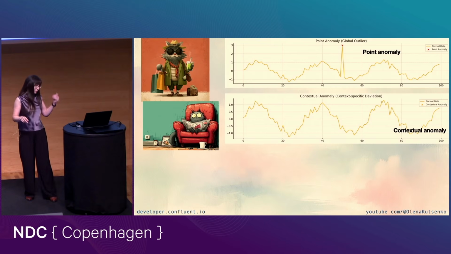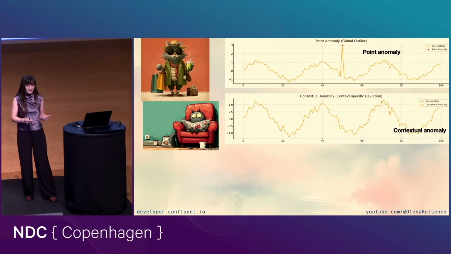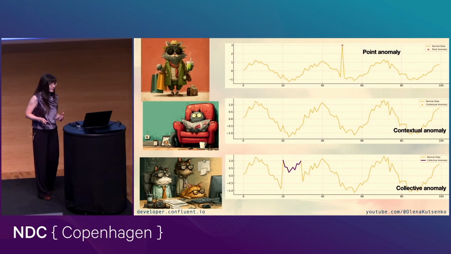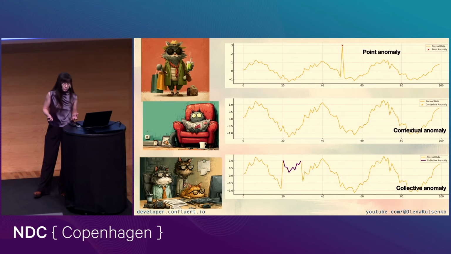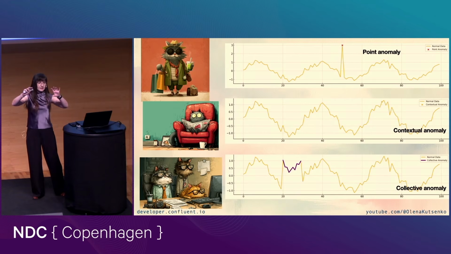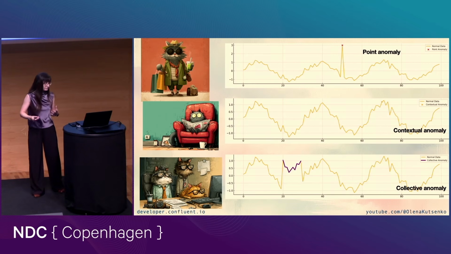And again, you can blame your cat on watching TV, but maybe there is some other thing which is happening at that point of time, and within that context of the day hours, there shouldn't be increased electricity. And then there are also collective anomalies, where individually the data is kind of within the range, but when you look at all the data in the picture, you have this kind of deviation from the norm.